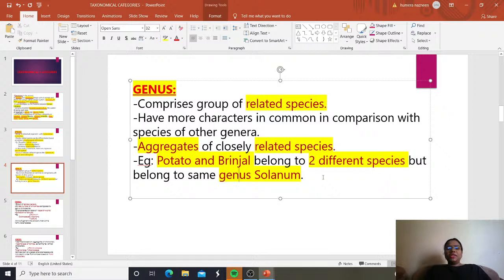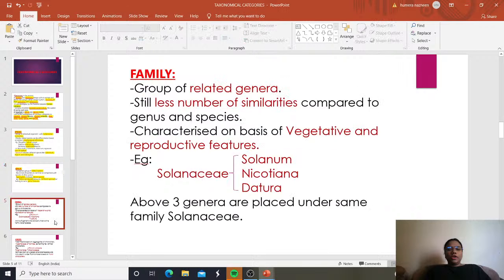So yes, what is genus? It comprises a group of relatives, and they have more characters in common in comparison with species of other genera, and they are the aggregates of closely related species. Example, when we are seeing potato and brinjal, they belong to two different species, but they belong to the same genus, which is Solanum. Clear? Then moving on upward, we have family.